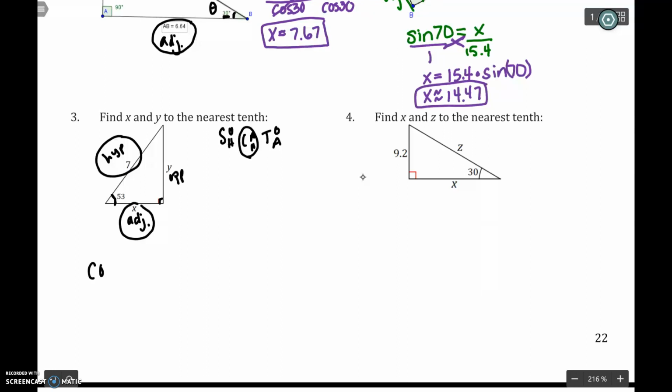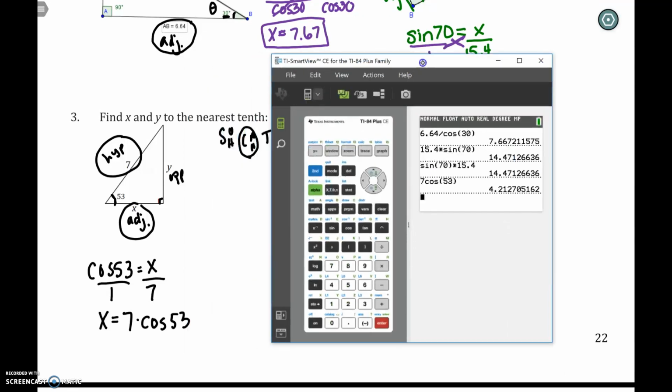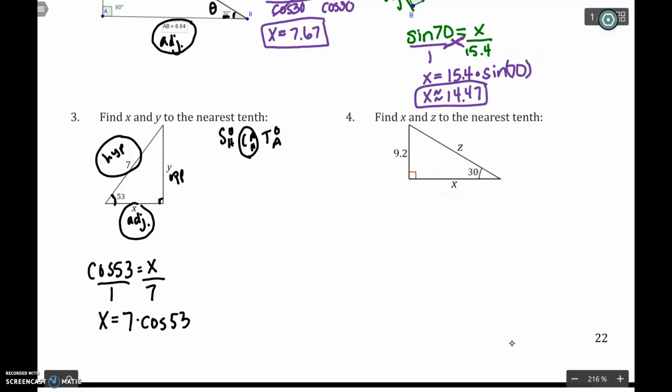So we will write cosine of 53 equals the adjacent, which is x, over the hypotenuse, which is 7, and we will cross multiply. So we'll put cosine 53 over 1, and then we will get 7 times cosine 53, and type that straight in. 7 cosine 53. And if you forget to write the times, that's okay, because the calculator knows that stuck together means times. So to the nearest tenth, that would be 4.2.